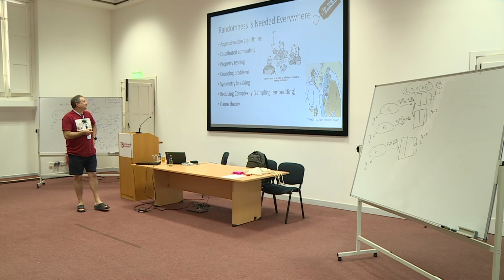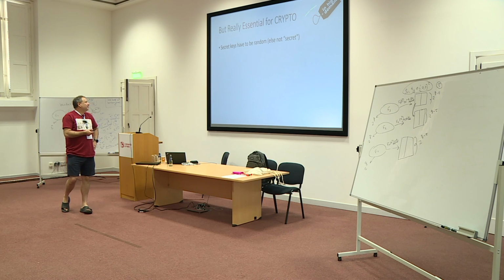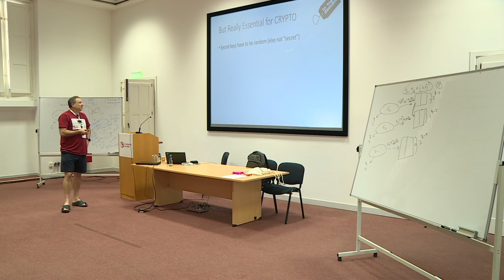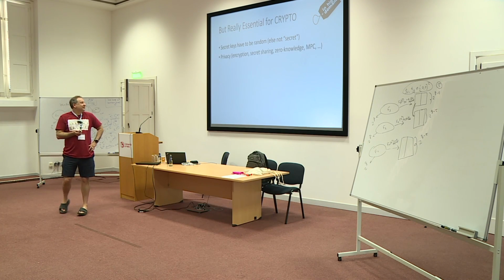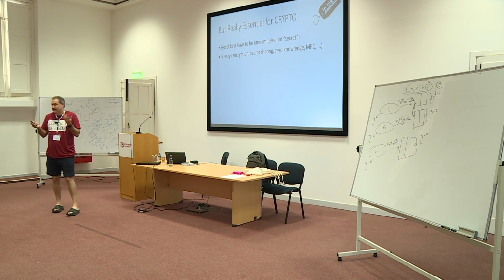Randomness is needed everywhere, in all kinds of applications: approximation algorithms, distributed computing, property testing, counting problems, symmetry breaking, game theory, of course, like Nash equilibrium, and so on. And last and not least, it's also very important in cryptography, as we know. So what are some of the applications of randomness in cryptography? Most important probably is that secret keys have to be random, otherwise it's not clear what secret means. For privacy, encryption, secret sharing, zero knowledge, for every use you need to randomize things so that if you encrypt the same message twice, you get different results.